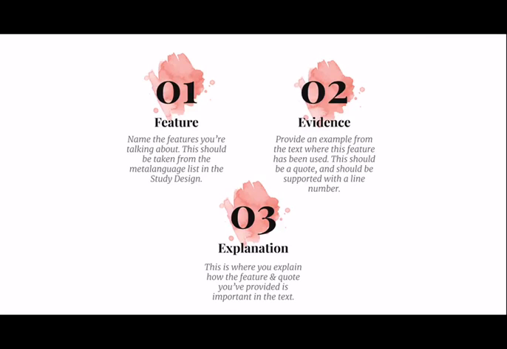Then number 3 is the explanation. They're all extremely important, but the explanation is where the real analysis happens. So this is where you explain how the feature and the quote you've provided are important to the text.